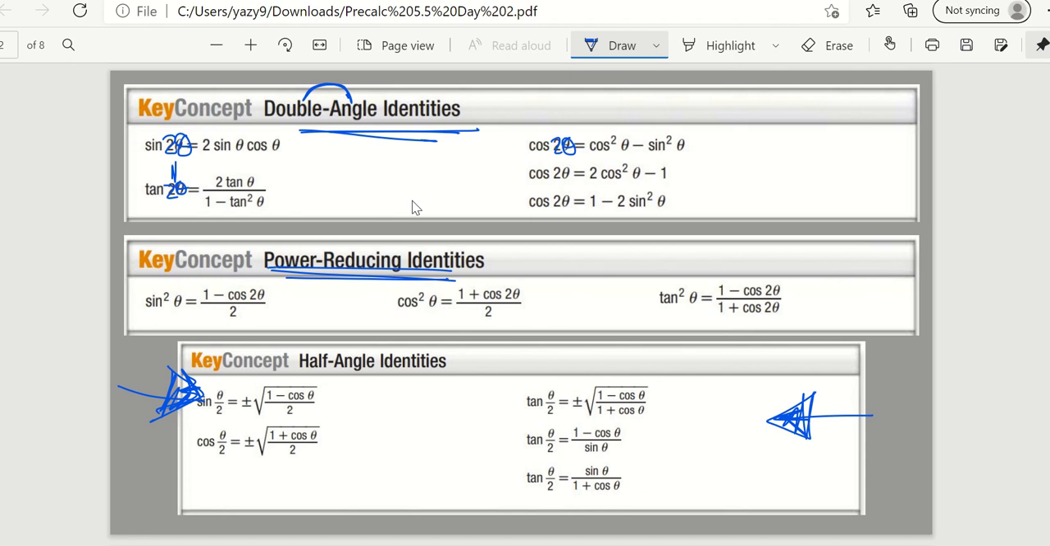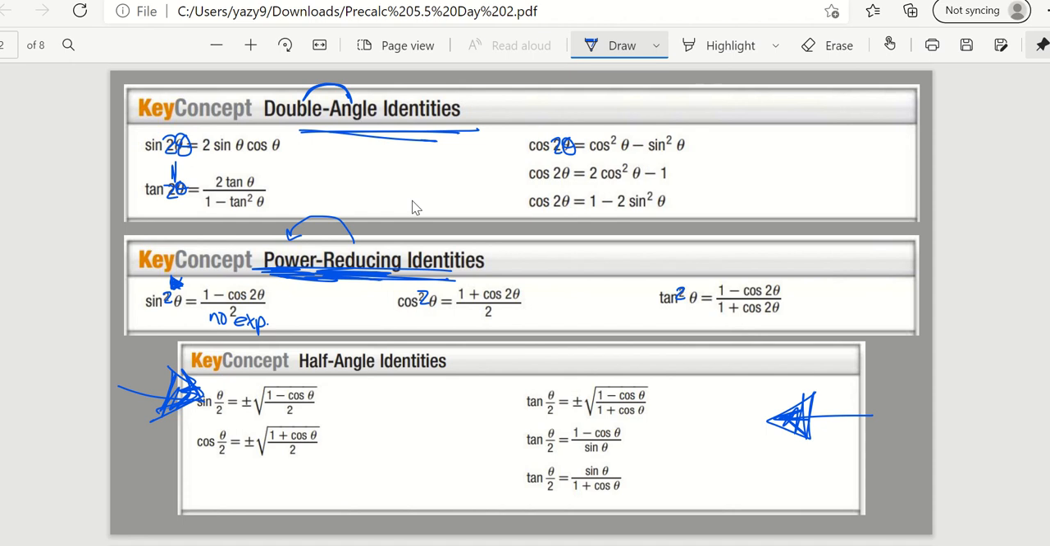Power reducing, obviously that refers to reducing the power, and the power is your exponent. So how do you reduce this exponent from sine squared and make it have no exponent here? And the same thing goes for your cosine squared. How do you make it have no exponent, and tangent to have no exponent?